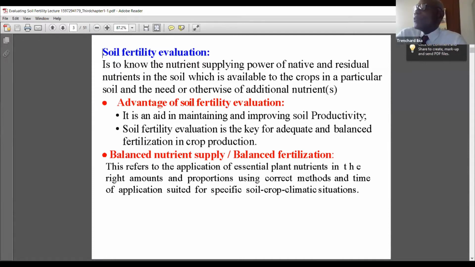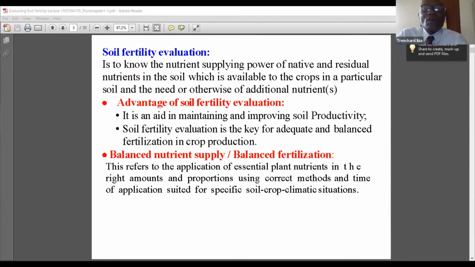Advantages in evaluating the soil to know its fertility status can be seen as an aid in maintaining and improving soil productivity. It is a key for adequate and balanced fertilization in crop production. Balanced fertilization refers to the application of essential nutrients in the right amounts and proportions, using correct methods of assessment and correct time of application suited for specific soil, crop and climatic conditions.